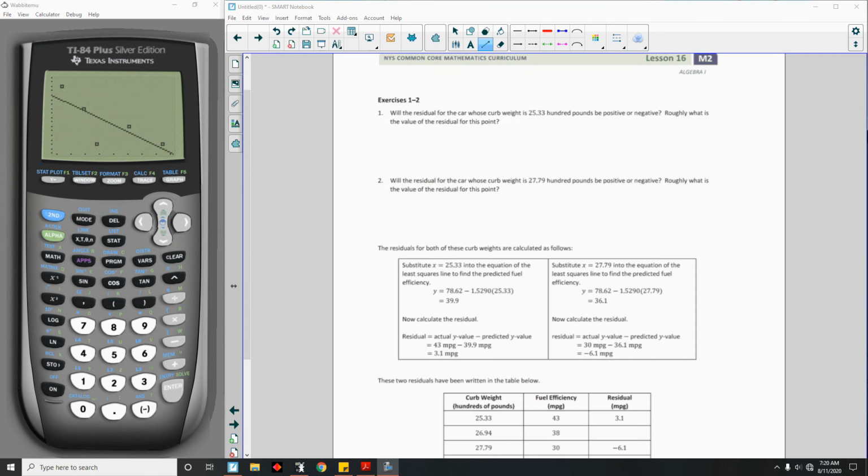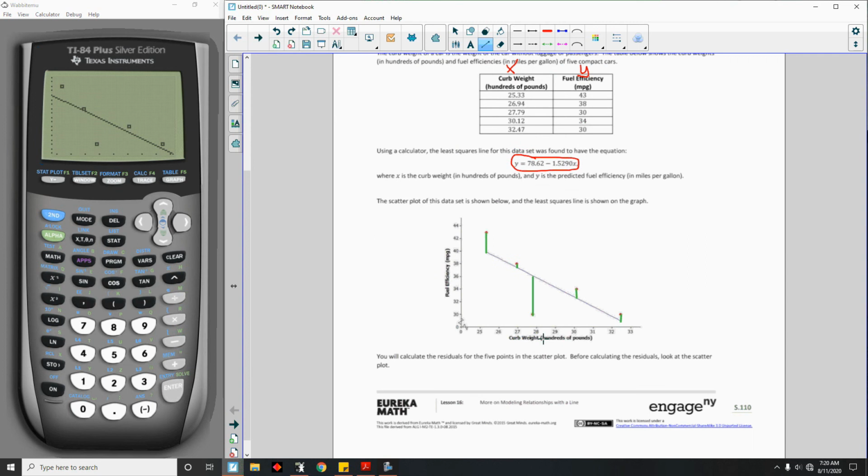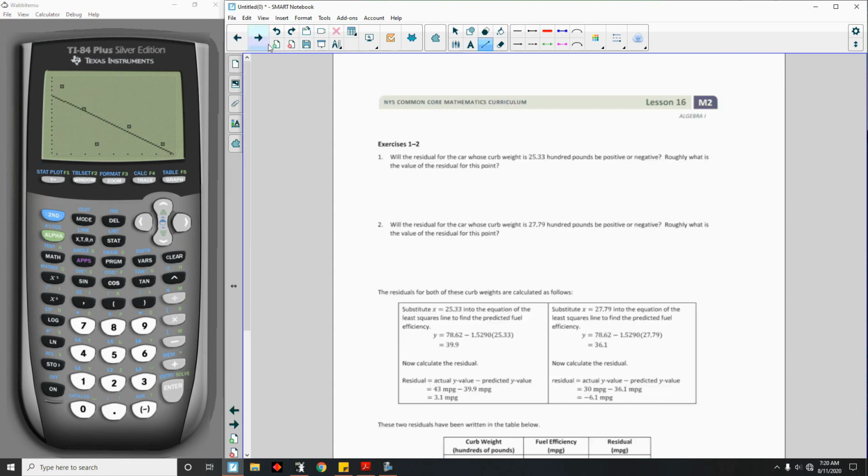Okay, page 2 brings us to the exercises. So number 1 says, will the residual for the car whose curb weight was 25.33 hundred pounds be positive or negative? Okay, will the residual be positive or negative? So the 25.33, we'll keep going back here, curb weight 25.33 is this point right here. Well, this point is above our prediction line, so the residual will be positive.